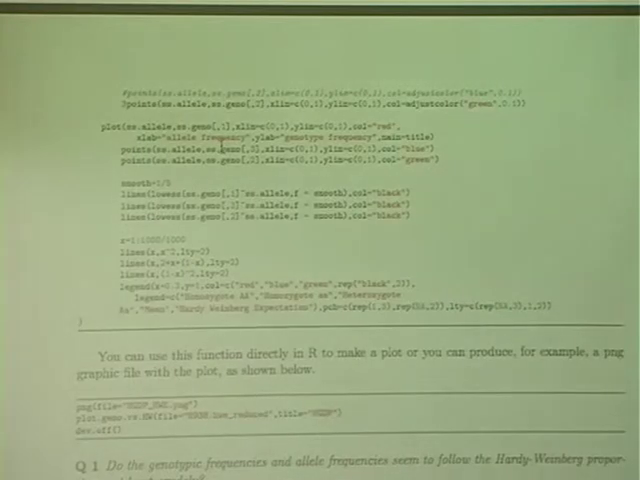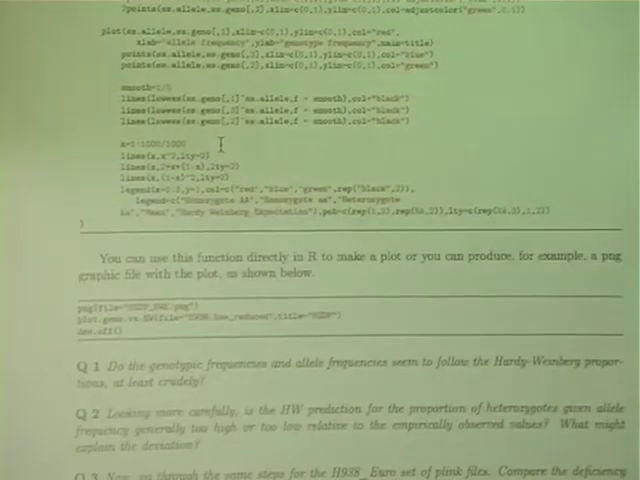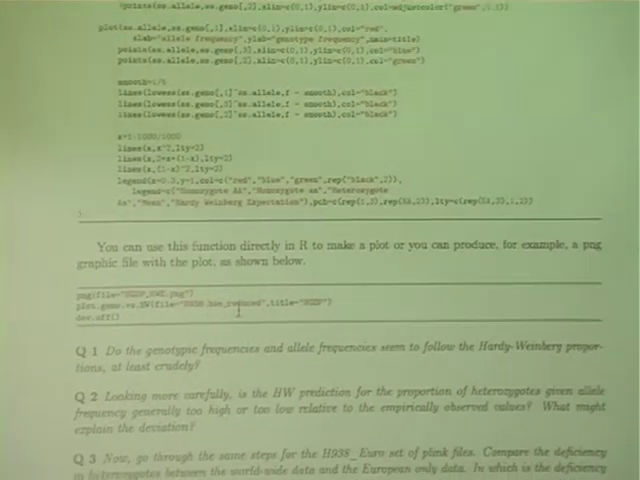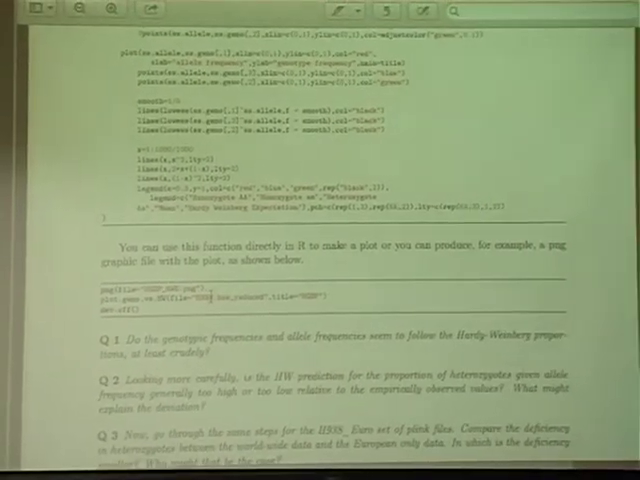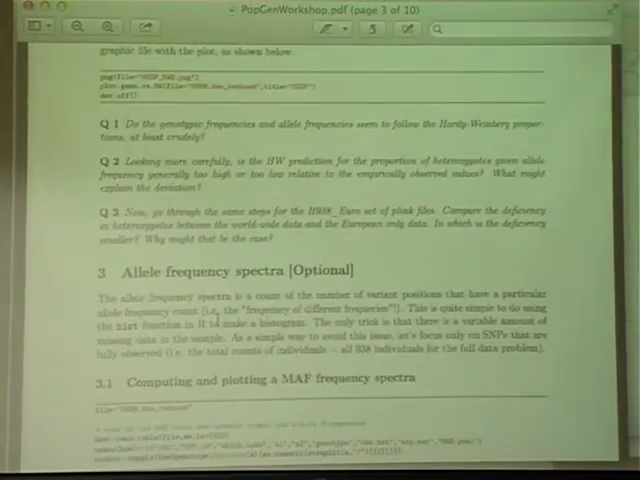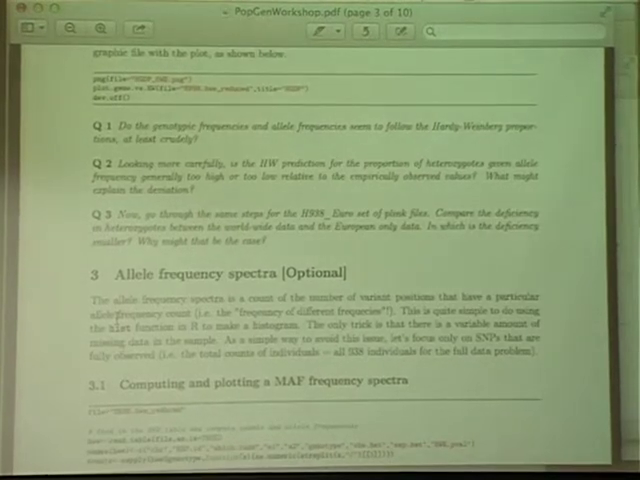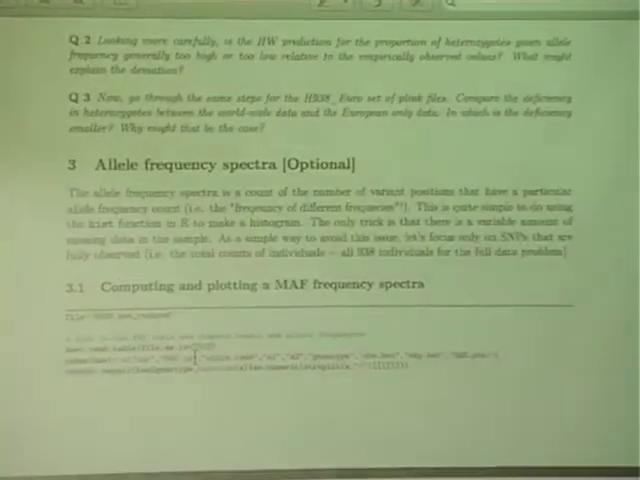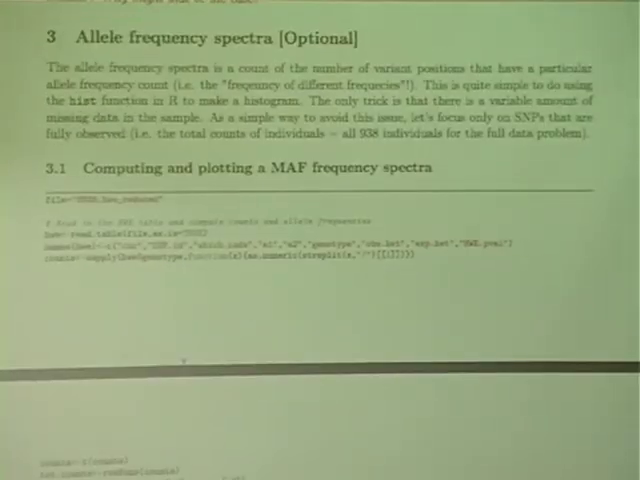So that's the first part. You're going to do that once with the full data set, then once with just the same file, but now for the European subset. You're going to answer some questions here. There's a section where you move on, and in a similar way, using the R code that's given, you're going to compute and plot a minor allele frequency spectra.